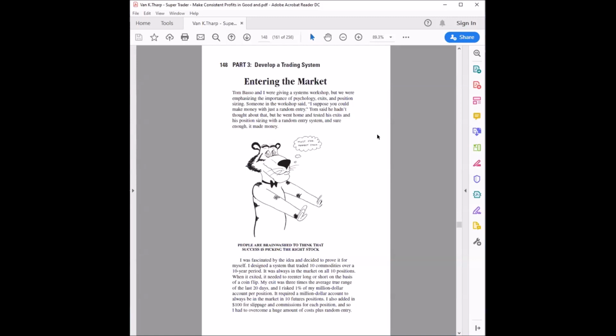They hadn't thought about that before, but they went home and tested it. And this is what I was talking about. And sure enough, they made money with random entries. He says people are brainwashed to think that success is picking the right stock or coin.